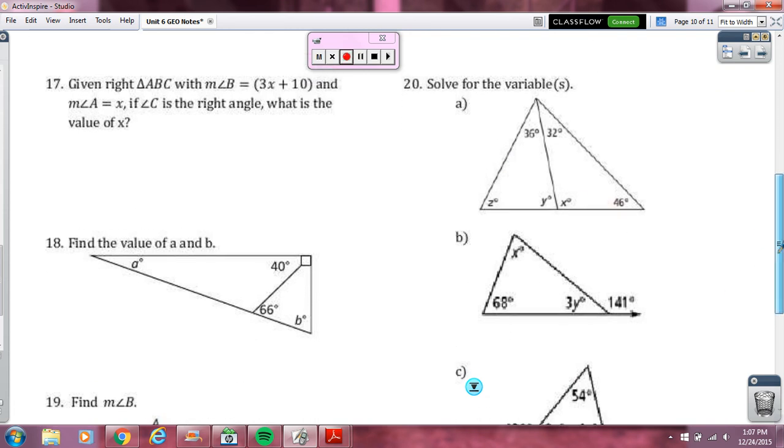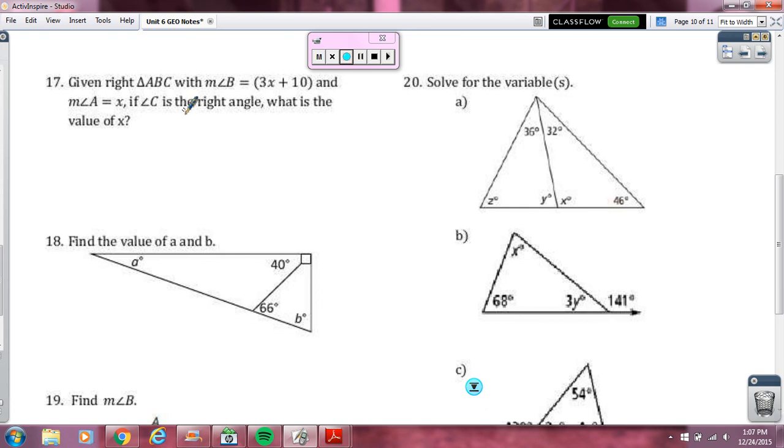Alright, number 17. Given right triangle ABC with B equal to 3x plus 10 and A equal to x, C is the right angle, what is the value of x? You could draw a picture to help, but I know that a right triangle, just like any triangle, will have all three angles add to be 180. C is the right angle, it's 90. A is x, and B is 3x plus 10.